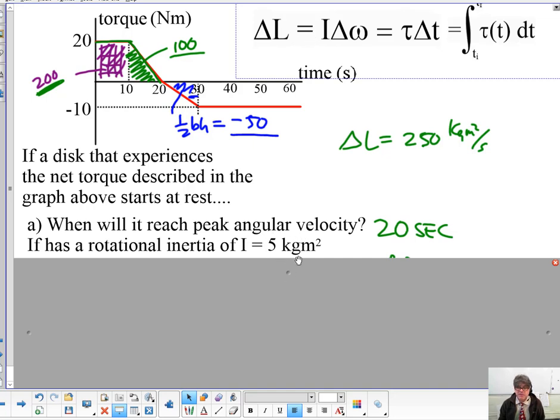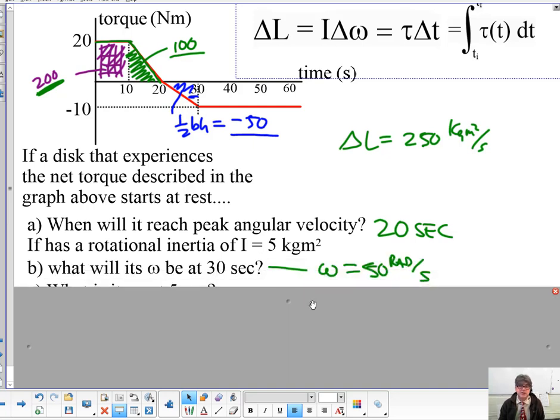They gave us the I value, so I'm going to divide the 5 into the 250. That gives me 50, yeah, 50 radians per second. So that's the answer to part B. Okay?